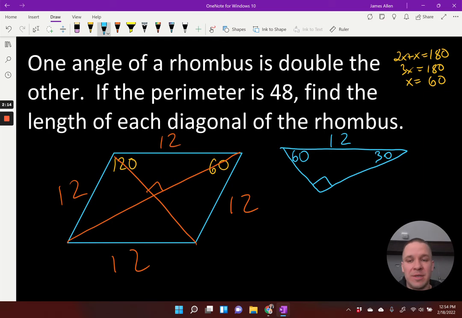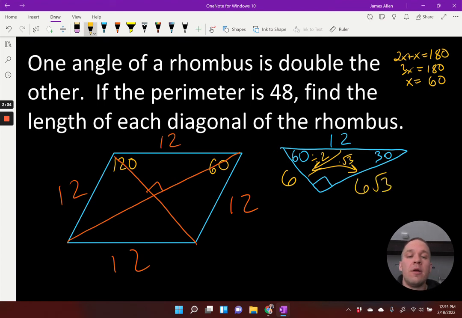How am I going to get my missing sides here? Well, in order to get back to my short side, I got to divide by 2, and that's just going to give me 6. And if I want to get my one that's across from the 60, I'm going to multiply by root 3 once I've got my short side. So this is going to be 6 root 3.